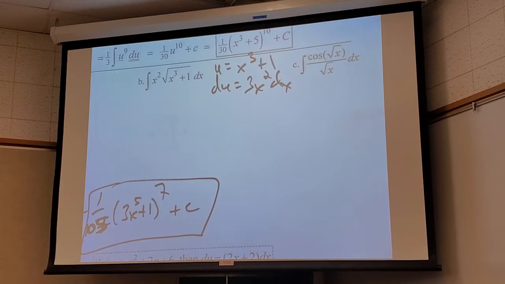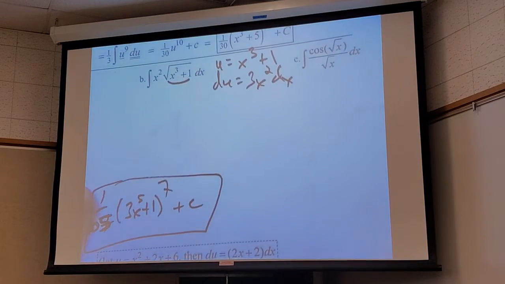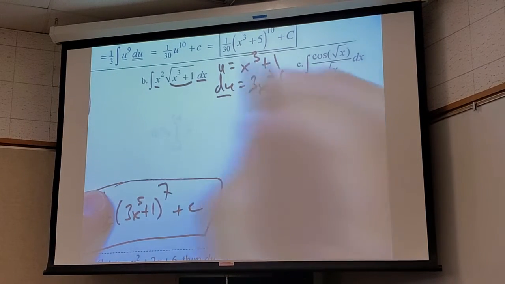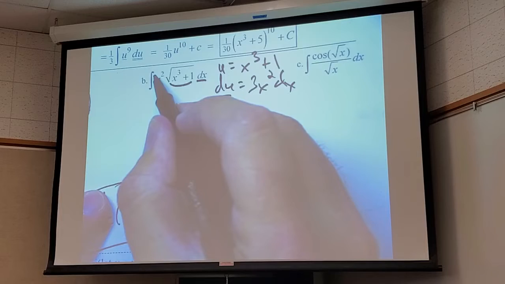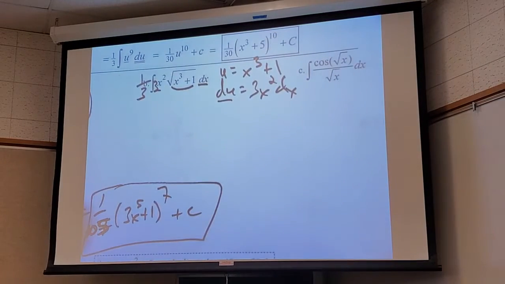So I have this covered, right? We call this u. We got that covered. x squared dx is part of what we need for du. How do I get a 3 to show up? Yeah, put a 1/3 outside. Let's see if Jeff remembers.